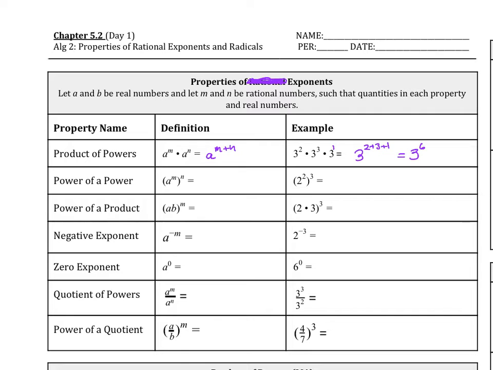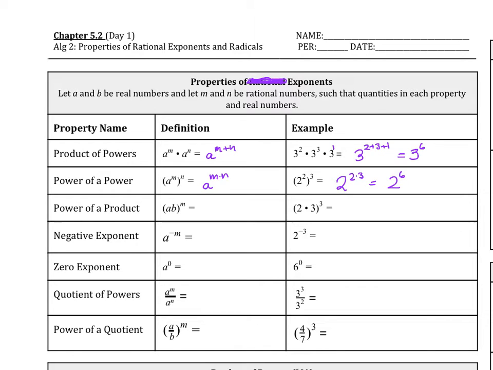Power of a power, so remember, what you do here is you multiply the exponents together. So a raised to the m times n. So in this case, this becomes 2 raised to the 2 times 3, which is 2 to the 6th power.